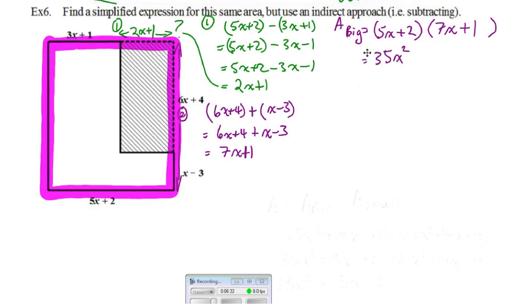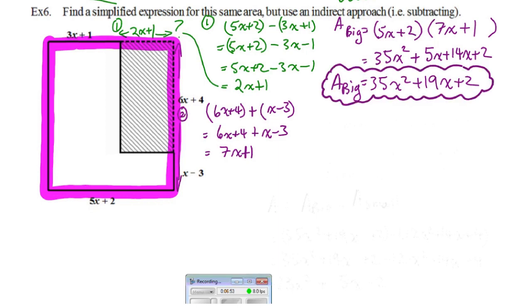So 5x times 7x is 35x squared, right? Then 5x times 1 is 5x. Then 2 times 7x is 14x. And now we're going to go 2 times 1 is positive 2. So now we just got to collect all the terms that are similar. So we're going to have final 35x squared plus 19x plus 2 as our area for the big rectangle.